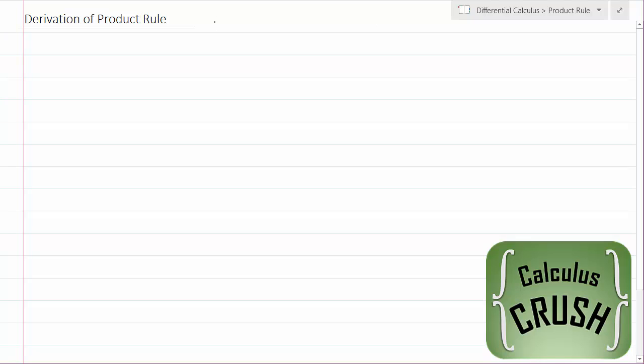So if we have y of x, which is equal to f of x times g of x, the product of two functions, then the derivative, y prime of x, is equal to f prime of x times g of x plus f of x times g prime of x. This is the product rule. So what we're going to do is derive this rule.